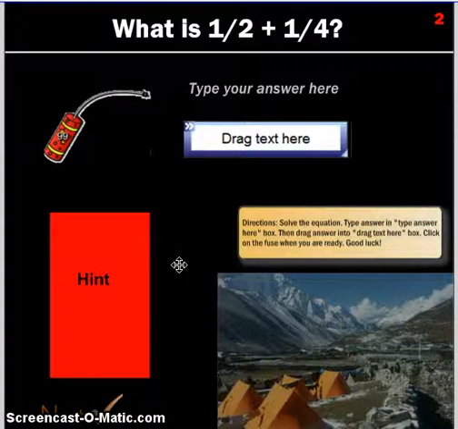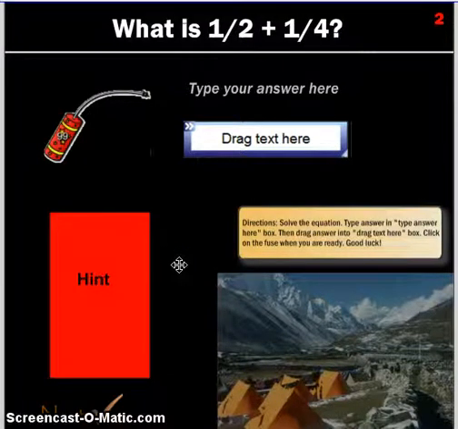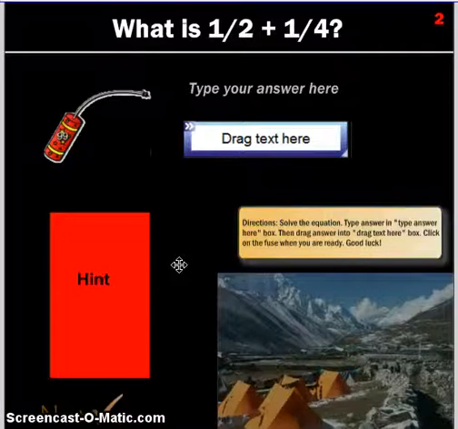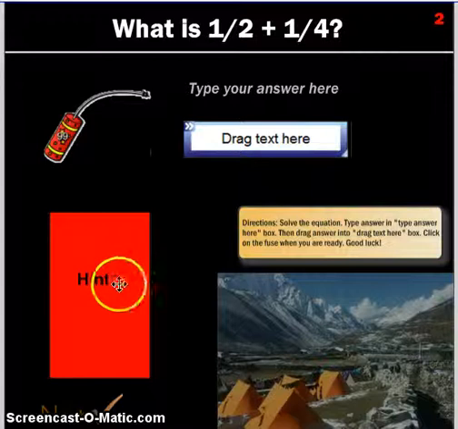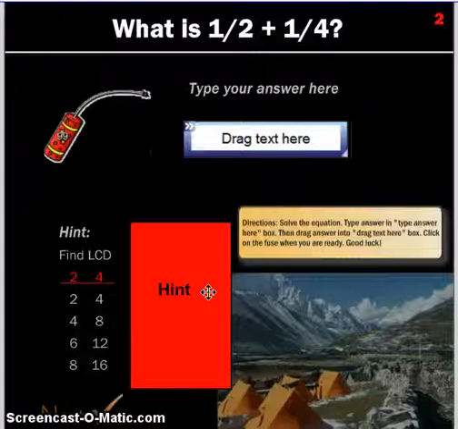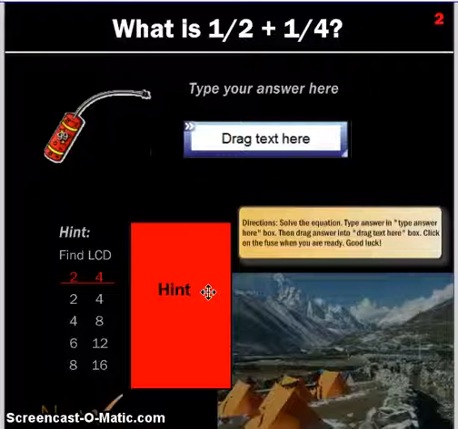So there are questions where you have to drag items, and there are questions that are more open-ended where you have to type your answer, like this one. So what is 1/2 plus 1/4? Students need to think of strategies like least common denominator. If I move the hint box over, it will say find the least common denominator, and the two denominators are in red, 2 and 4. It lists 2, 4, 6, 8, or 4, 8, 12, 16. The least common one is 4, so that is what the denominators need to change to.